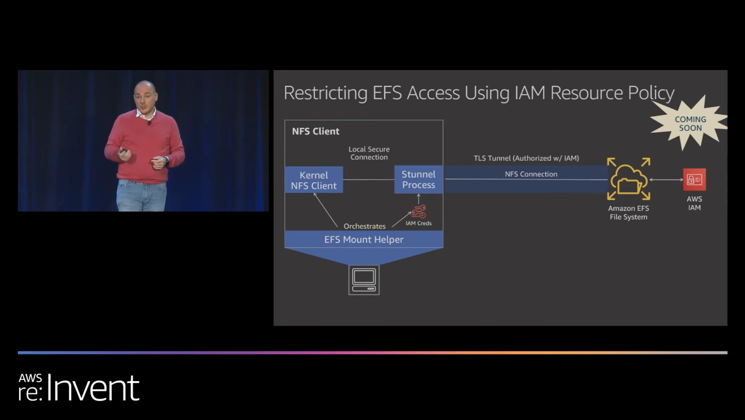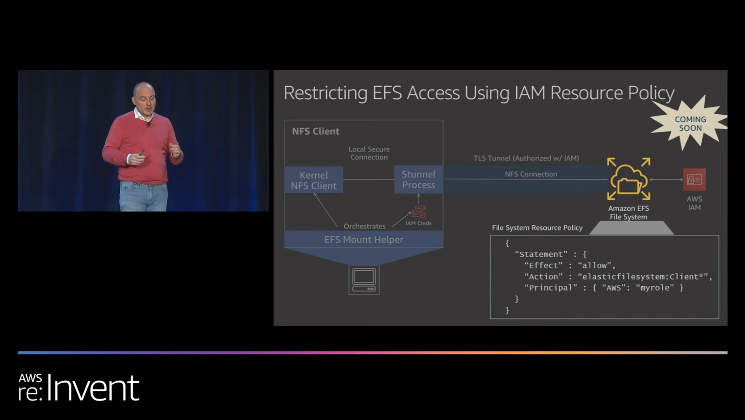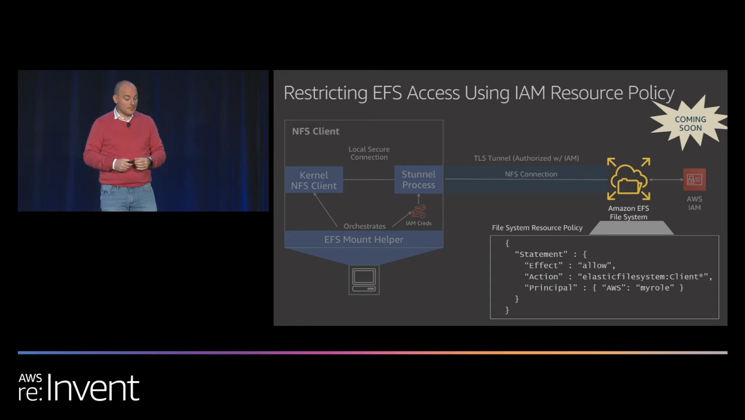We also support resource-based policies. Resource-based policies are attached to the file system as opposed to the identity-based policies that are attached to the identity. They look like this, very similar, but rather than specifying the resource, you would specify the principal. In this case, there's an AWS principal called my role that would be allowed full access to the file system. But what you would normally do is scope this down so that you'd give by default maybe just read-only or read-write access, but reserve root access to the administrator.